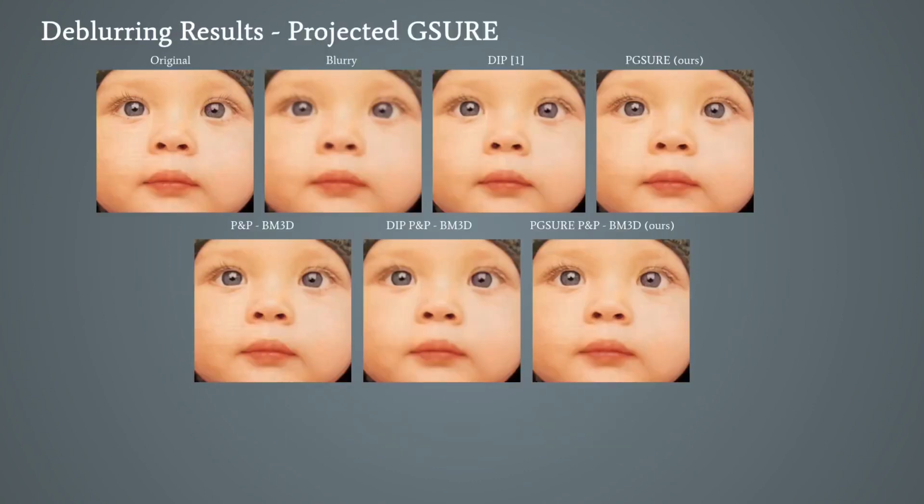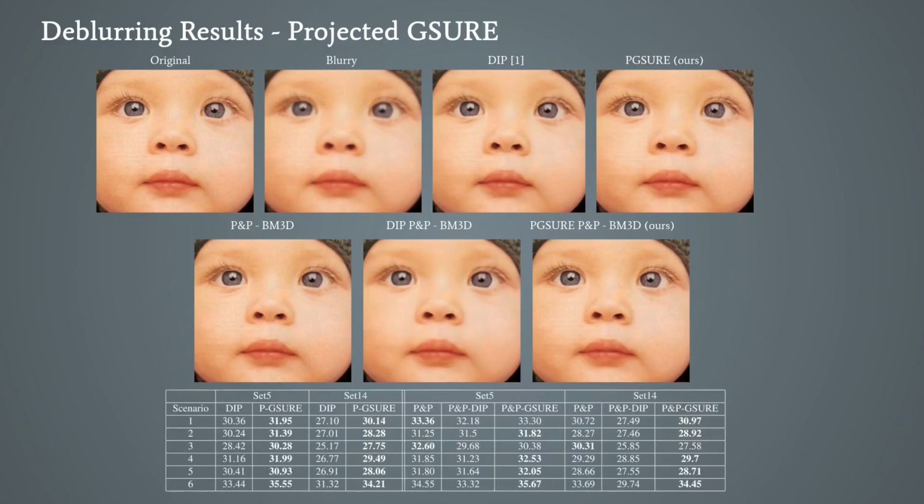Here we can see a visual comparison of the deblurring results on scenario 5. And more generally, we see the results in numbers tested on Set5 and Set14, compared to deep image prior, which is based on a least squares fidelity term, and the standard plug-and-play method.